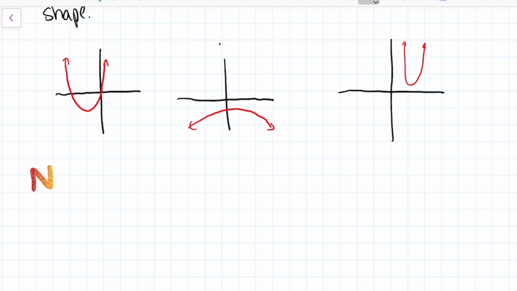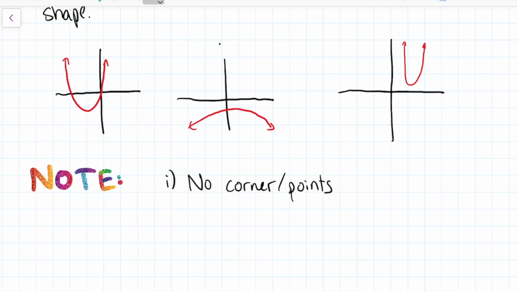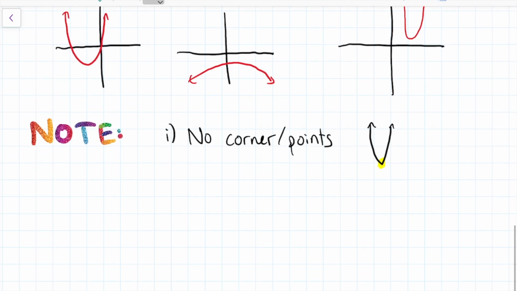So a few notes for things that we don't want to see, things that don't make parabolas. I'll make this colorful so it stands out a bit. First, when you're drawing your parabolas, there are no corners, we'll think of them as points. Yeah, there's points in terms of math, but it's not pointy. So this is bad. You see that really sharp point down there at the bottom. We don't like that. It's also not a V shape. Okay, so there are no straight lines like this. It's got to be curving.